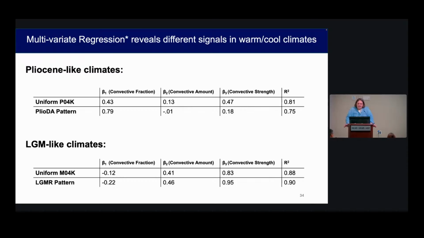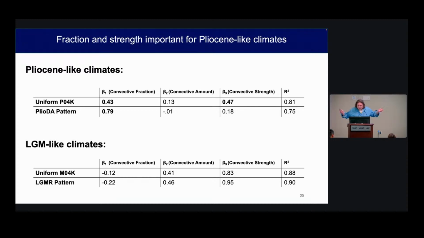We do intend to get around this by using some hierarchical models to do regression and maybe some neural network type things, but for the time being, I do think it is interesting to say that for the warmer experiments, convective fraction has more predictive skill, and it has almost none for the LGM-like climates, where convective strength has by far the strongest relationship with the isotope signal.